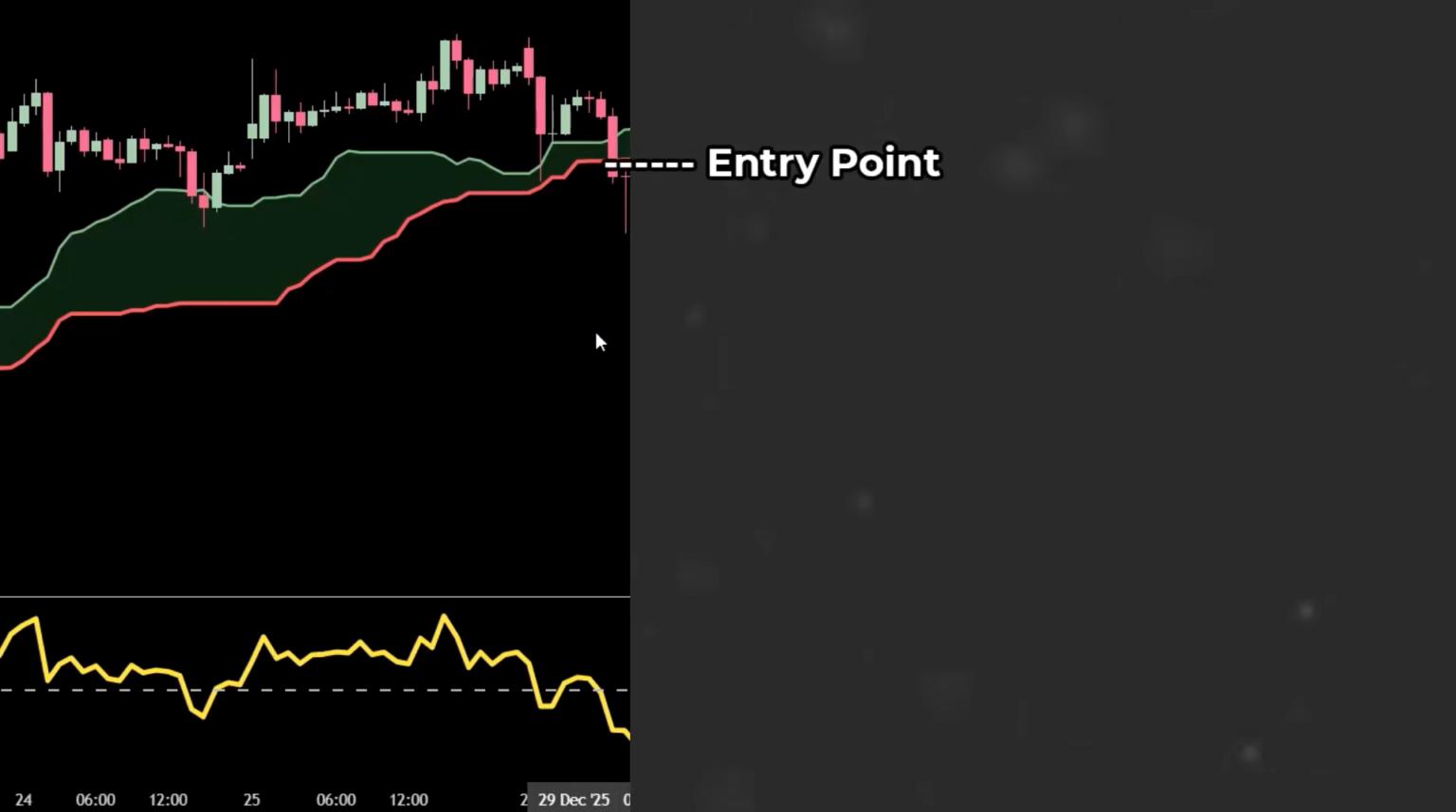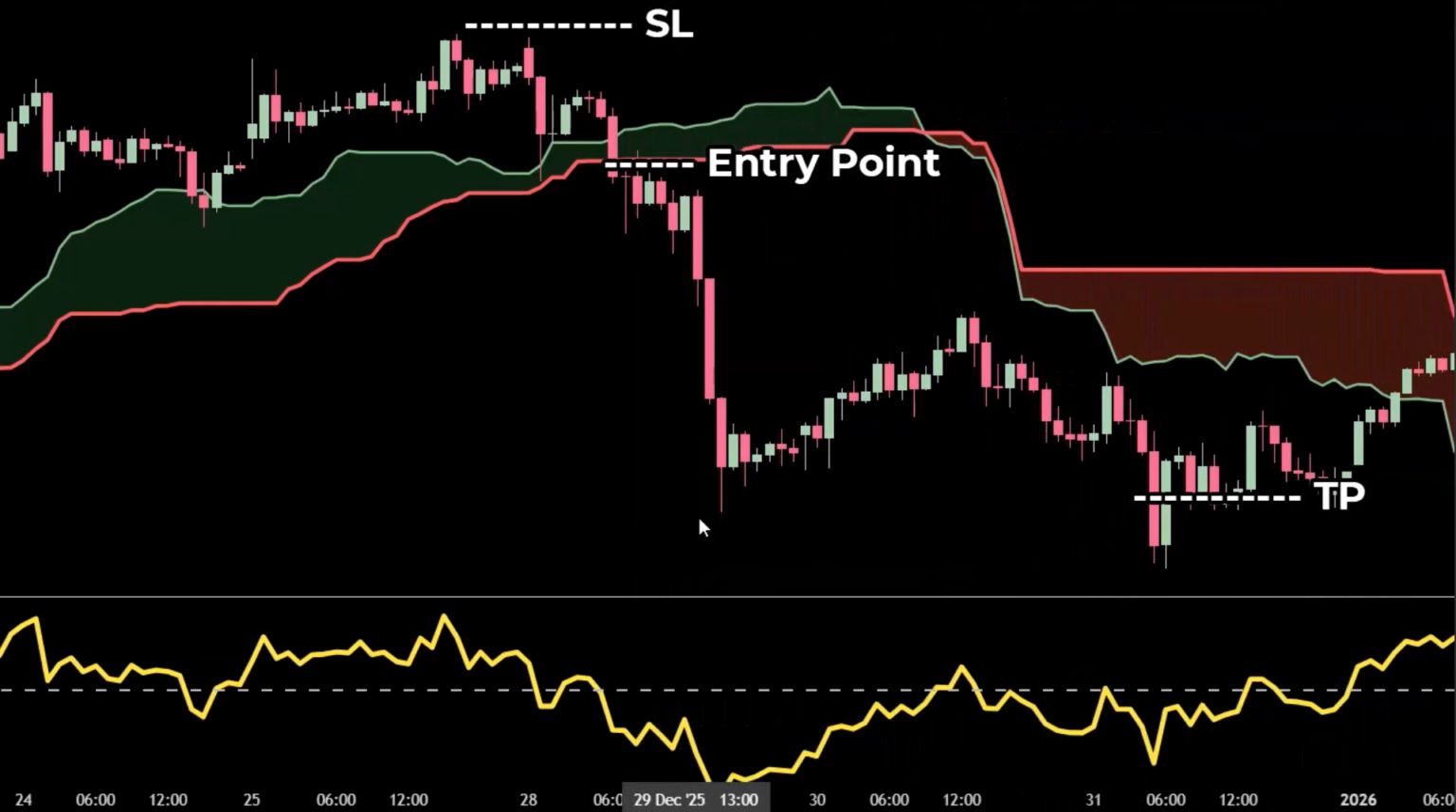We can enter the sell trade after the confirmation candle closes. For risk management, we place our stop loss above the recent swing high, and for take profit, we can use a 1-to-2 risk to reward ratio or the next important support area. And that completes our sell setup. Now let's look at a few situations where we should avoid taking a trade.